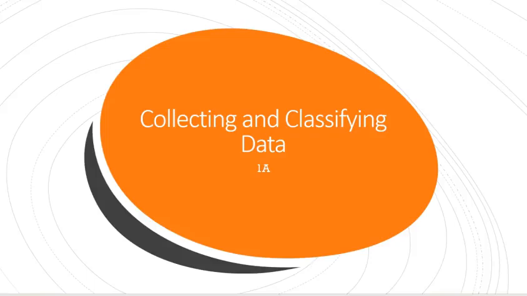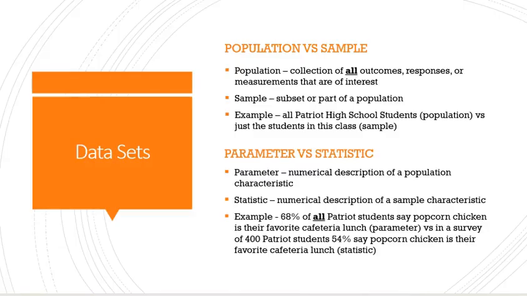Section 1A, we're going to talk about collecting and classifying data. So the two major groups that we're going to look at is a population versus a sample. The population is all outcomes, responses, measurements. So it's everybody, every person, every measurement of, I don't know, the diameter of cookies. Do all the cookies. Whereas a sample is just a little subset or part or piece of a population.